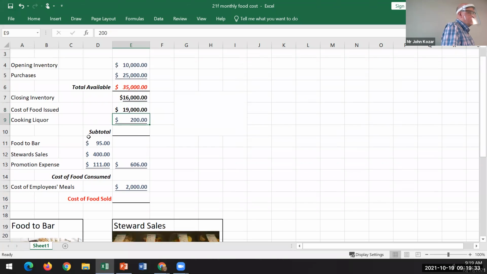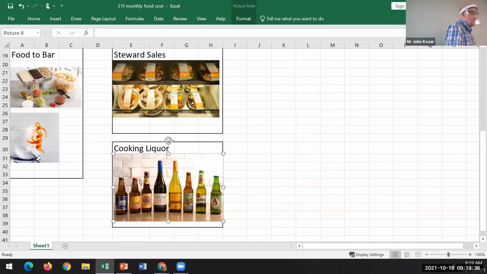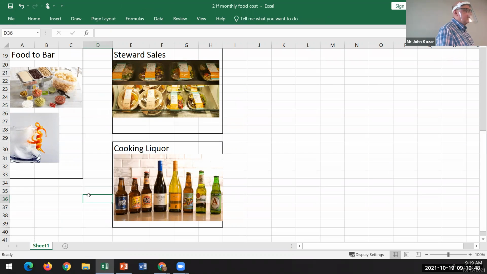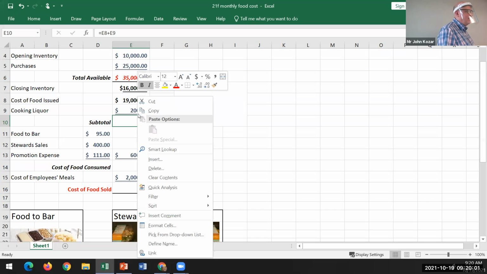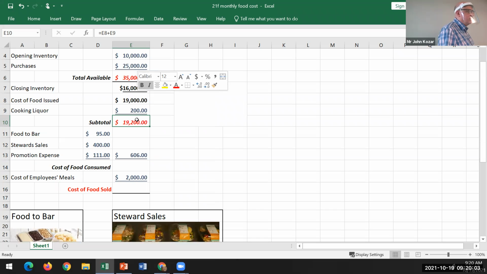Cooking liquor. So this is anything that the kitchen needed to add to their recipes. It could be beer, it could be some kind of wine, it could even be some kind of a spirit that they would be cooking with. Anything that they had to transfer from the bar, they're going to have to add into their food cost. So we're going to add these numbers together. Subtotal here, that's our subtotal: $19,200.